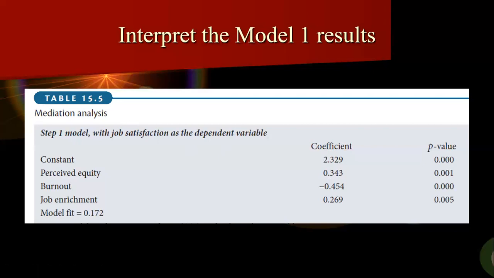And the next explanation is that since perceived equity has a positive impact on the dependent variable, job satisfaction, that means if perceived equity increases by 1 unit, the job satisfaction, which is the dependent variable, will also increase, but with the value of 0.343. So this is the explanation of the effect of perceived equity on job satisfaction.